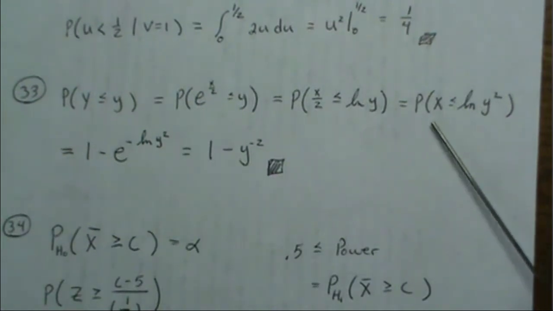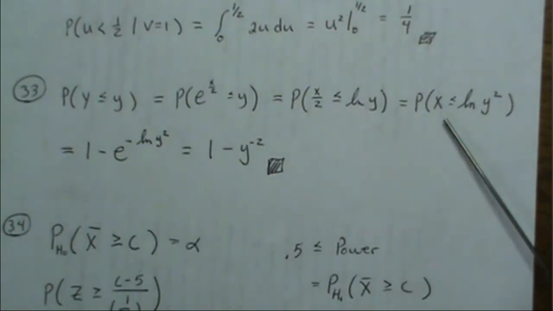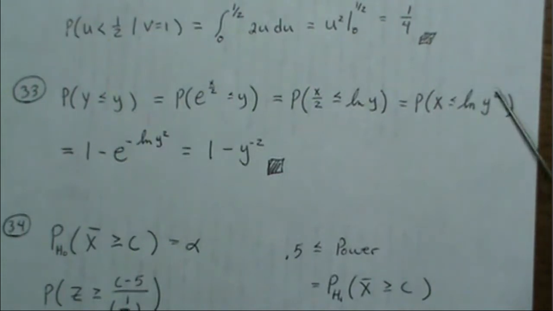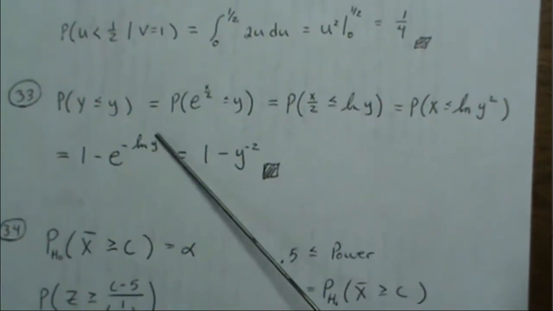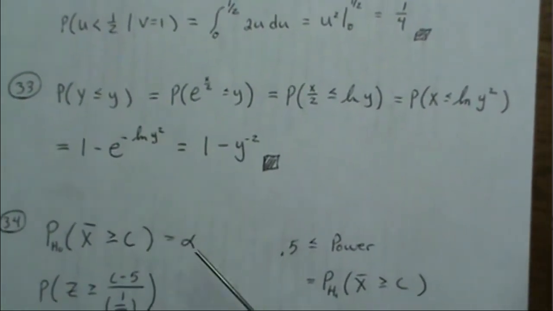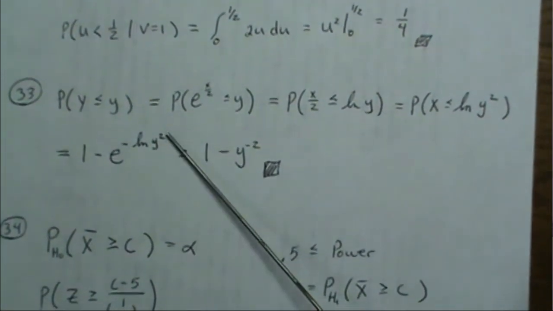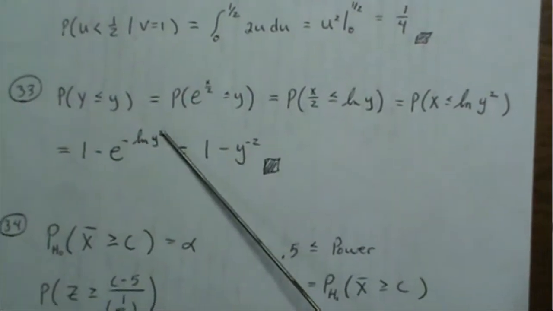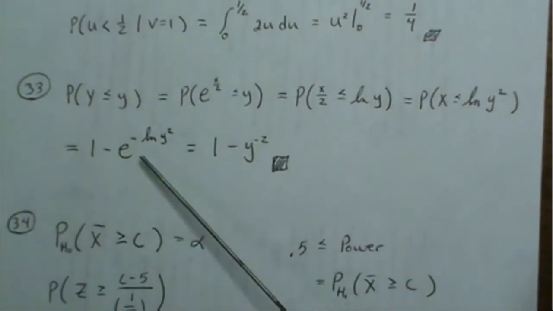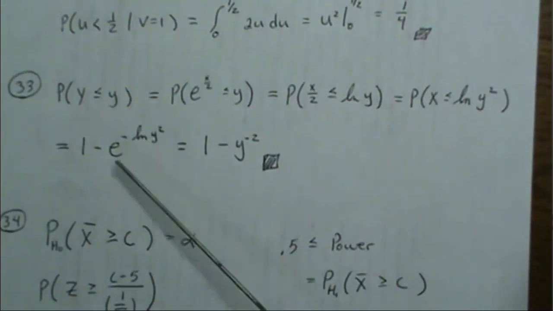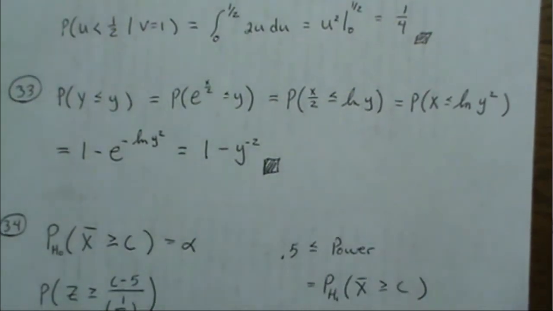Well, we know the cumulative distribution function of x, so we just plug in this value into the equation, which is here. Now this minus in front of here can be taken up to the exponent, so it's y to the log of y minus 2, but e and the log kind of cancel and you're left with this right here.